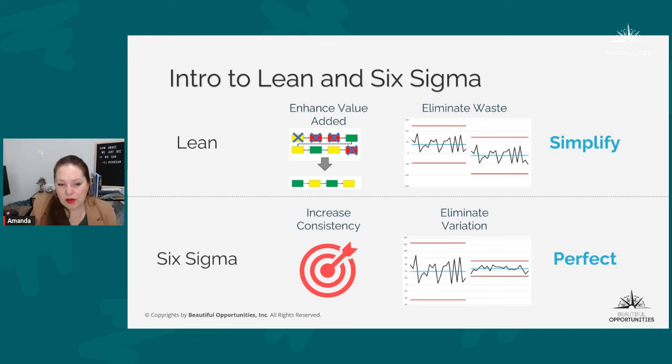And then in Six Sigma, what we're doing is we're increasing consistency so that we're hitting that same target every time. We're eliminating variation. And you can see here on this graph, we're going from a standard deviation where our data is maybe all over the place to really, really tight. Now, it's much easier to change your average than it is to change your standard deviation. In Six Sigma, we're perfecting our processes. We're making sure that they run absolutely smoothly.